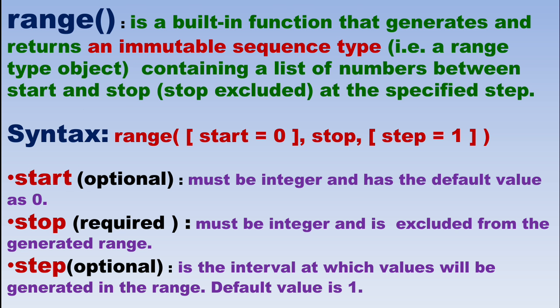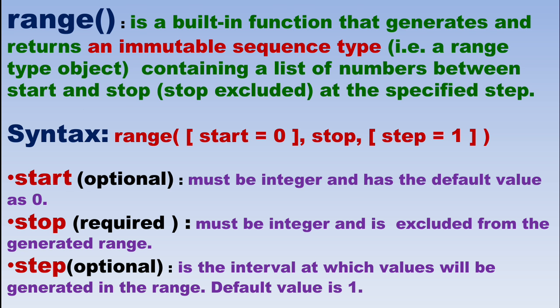Now let us see what is range function. There are two elements of the for loop which are often required whenever you are working with this for loop. So first is range function. Range is a built-in function that generates and returns an immutable sequence type containing a list of numbers between start and stop at the specified step.